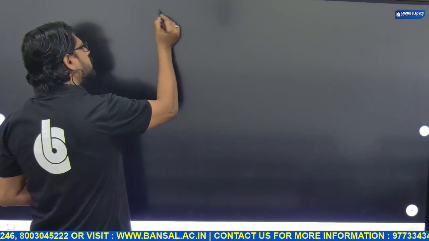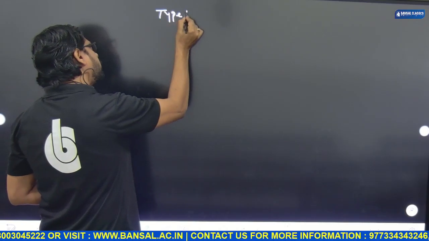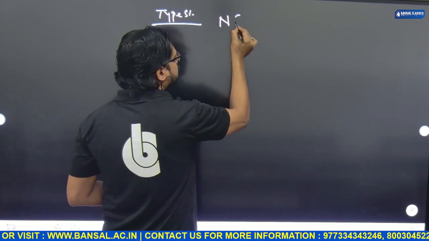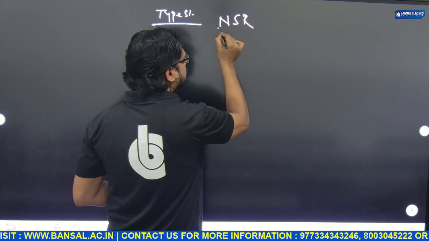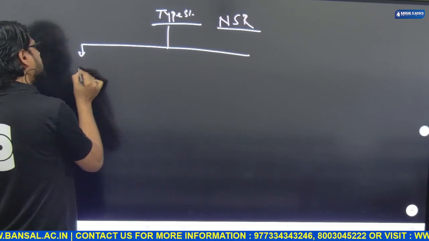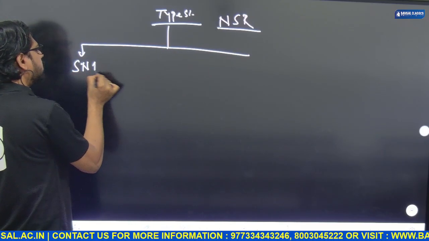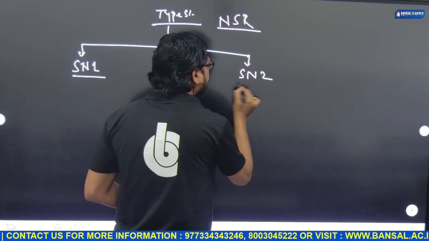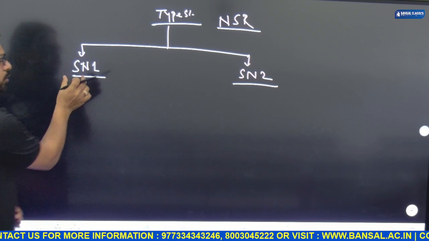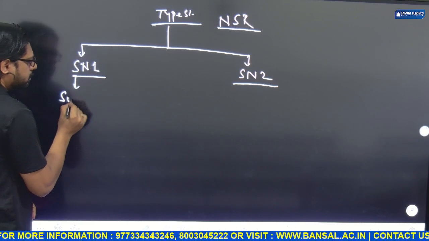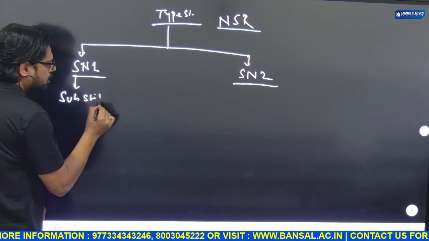Now, types of nucleophilic substitution reaction. What are its types? There are two types. First one is SN1 reaction and another one is SN2 reaction. Now, this is the short form of something. So, what is this? S stands for obviously substitution.